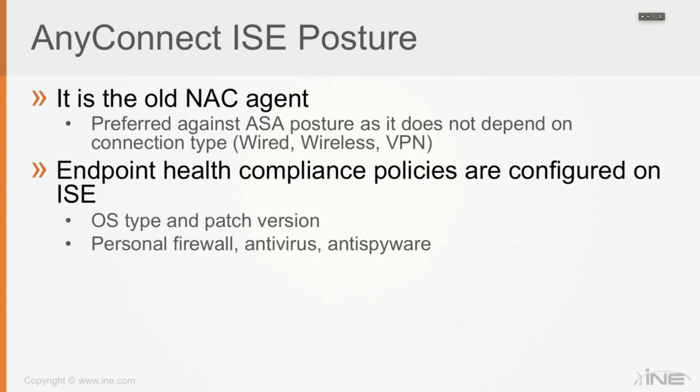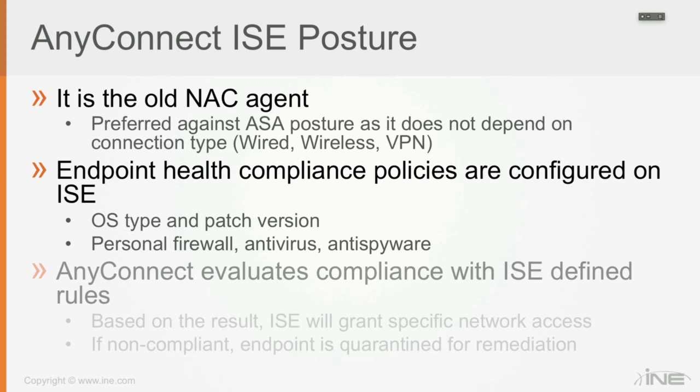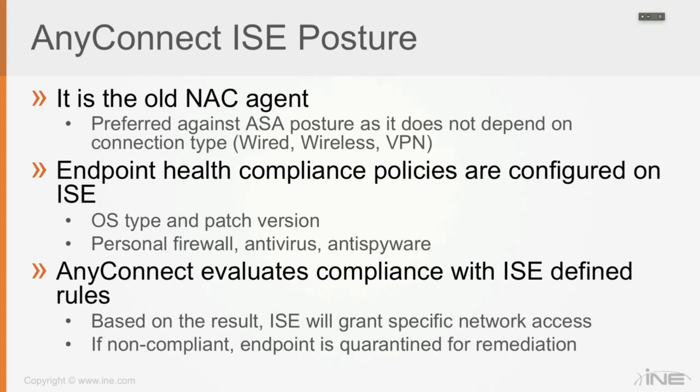So what happens is that you configure on ISE endpoint health compliance policies like OS type, patch version, firewall, antivirus, anti-spyware. A lot of other things are available as well. And when the user connects to the network, the AnyConnect ISE posture module scans the computer and evaluates if it's compliant with ISE defined rules. And it's also going to tell ISE if the endpoint is compliant or not.